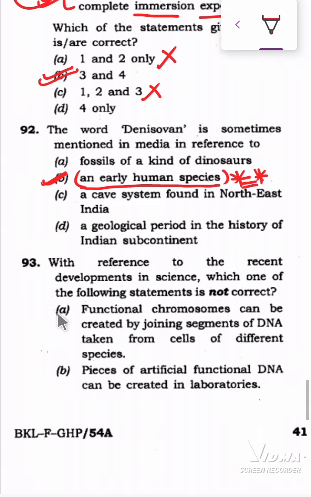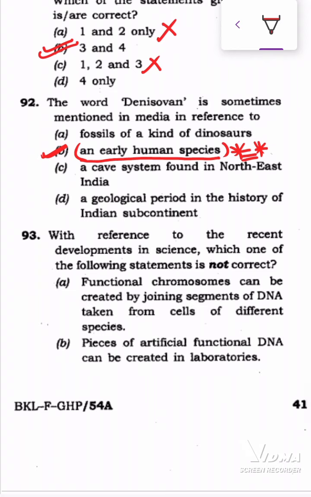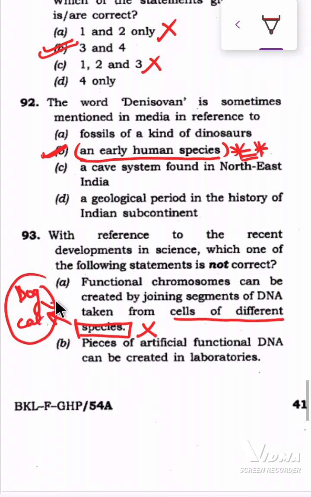Let's go to question number 93. With reference to the recent development of science, which one of the following statements is not correct? Statement 1 says functional chromosome can be created by joining segments of DNA taken from cells of different species. No. You cannot create a functional chromosome with different species, say one is a dog, one is a cat. You cannot create a functional chromosome by joining the segments of DNA taken from these two. It's not possible.